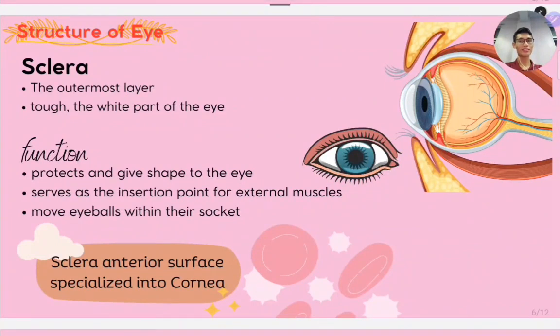Let's move on to the structure of the eye, starting with the sclera. The sclera is the white part, the outermost layer, which is here, here, here, basically the white part. It is tough. Its function is to protect and give shape to the eye, serve as an insertion point for external muscles, and move the eyeballs within their sockets. The sclera's anterior surface is specialized into the cornea.